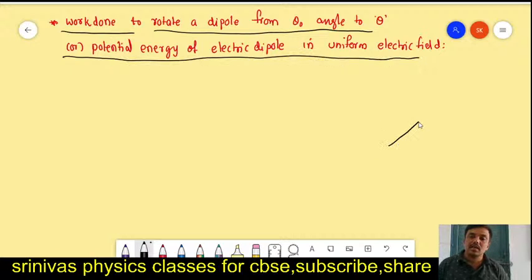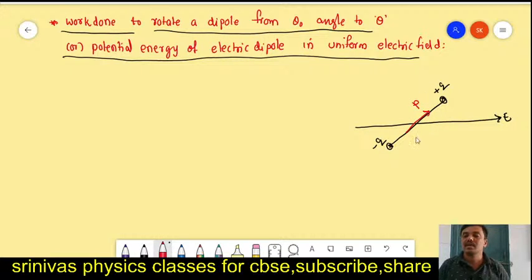For example, this is a dipole: minus Q charge and plus Q charge. This is the electric field direction. Now the dipole moment direction is what? From minus Q to plus Q. Here, P and E are parallel to each other. Here, P and E are at a certain angle, which we can take as theta. P is this side and E is this side.